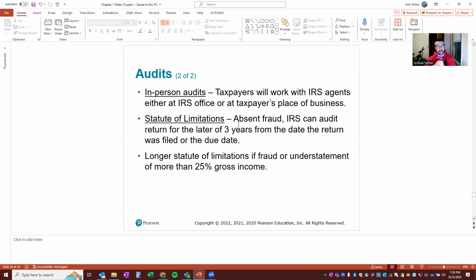Statute of limitations, absent fraud: the IRS can audit a return for the later of 3 years from the date the return was due or was filed. Extensions kind of play into that. And the absent fraud is a big part of it. If I were to commit tax fraud today, 15 years from now, they'd be able to go back and look at that. That 3 years means nothing to them because it's fraud related. They can go back for as long as they need to. Longer statute of limitations if fraud or understatement of more than 25% of gross income.